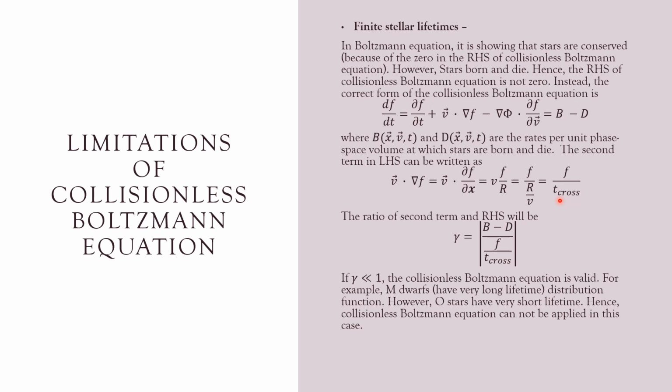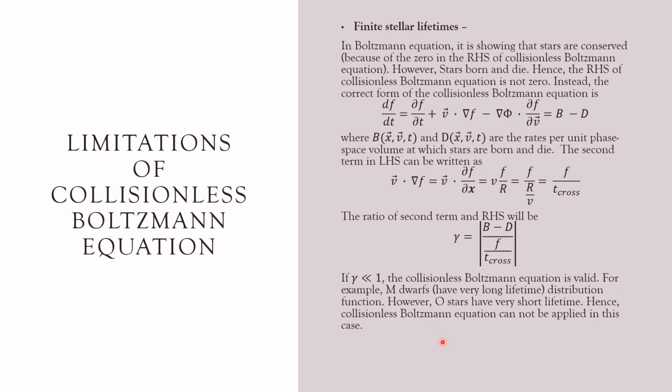The crossing time is the time needed for a typical star to cross the galaxy once. Now this ratio, the ratio of the second term to the right hand side, can be denoted as gamma, equal to B minus D by F by T cross. Now, if gamma is much less than 1, then the collisionless Boltzmann equation remains valid.